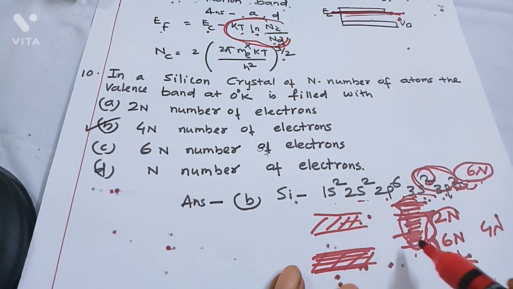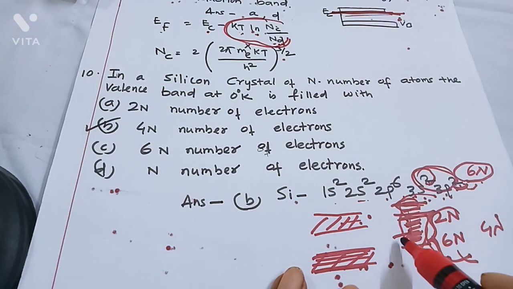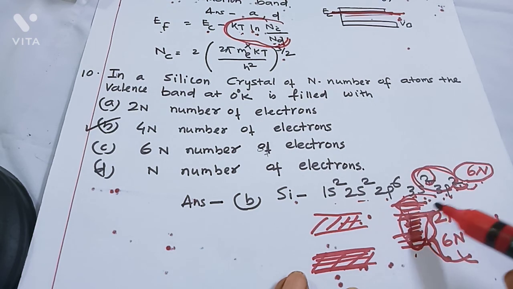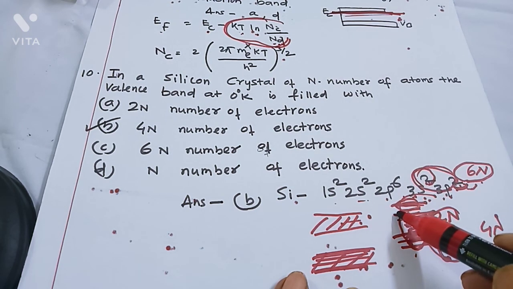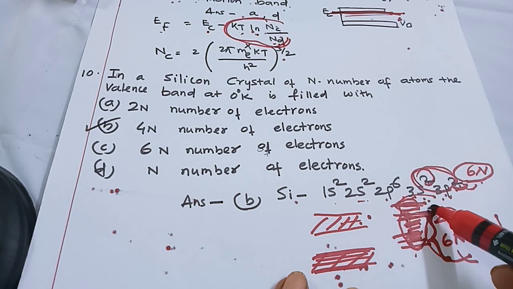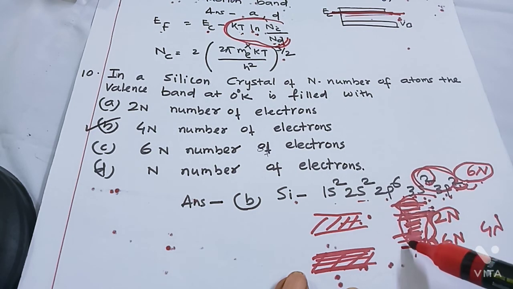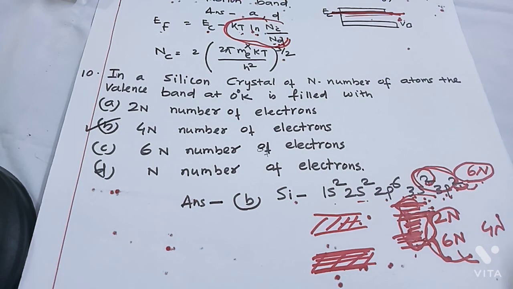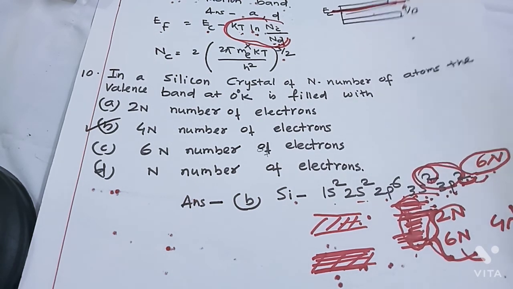So, in valence band, there are 4n electrons, and in conduction band, there are 4n levels, states which are unfilled, and in valence band, these 4n levels are filled by 4n electrons. So, the correct answer is 4n number of electrons.